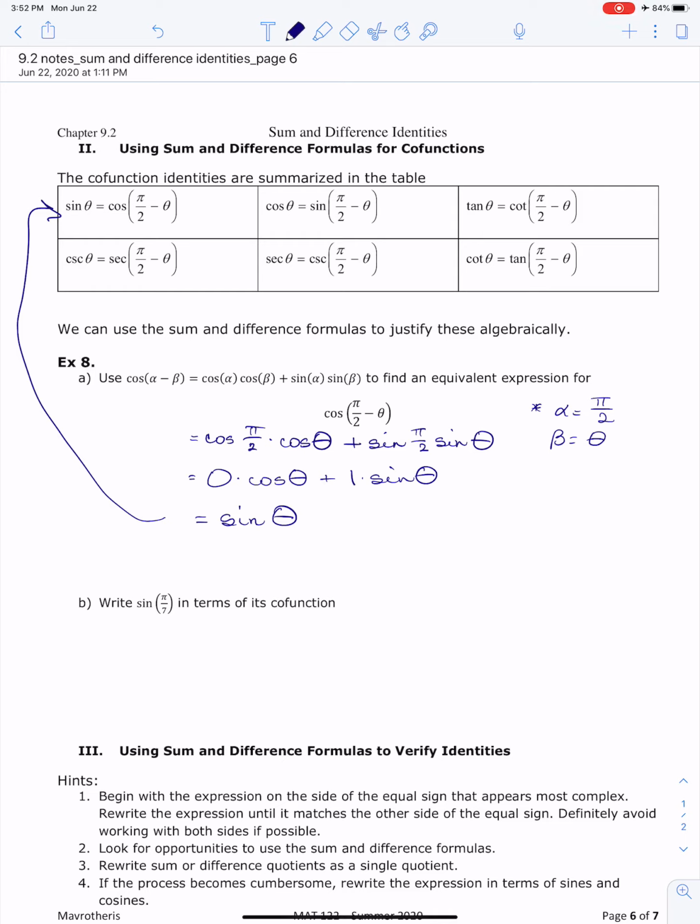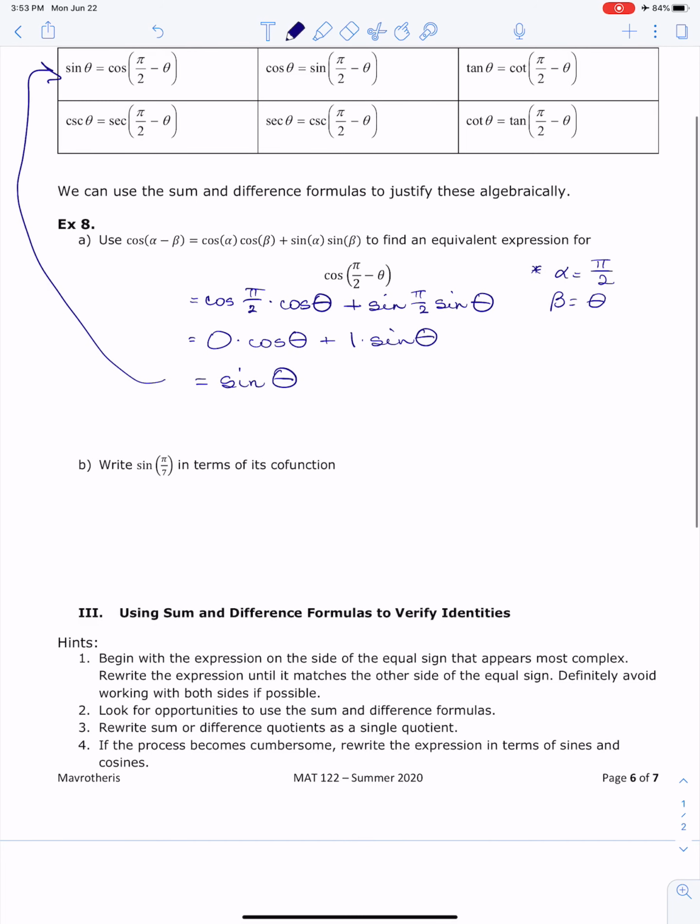Okay. So B, write sine of pi over 7 in terms of its cofunction. This is going back a couple of sections. Nothing more than sine of pi over 7 equals the cosine of its complement, so pi over 2 minus pi over 7.